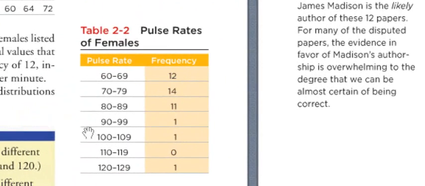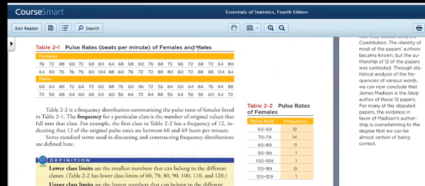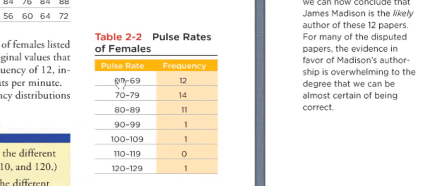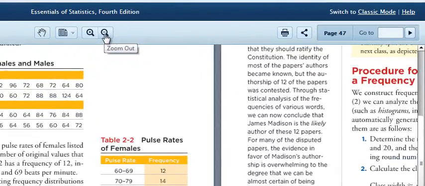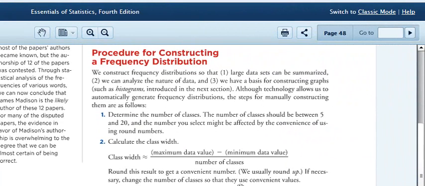So here is a frequency distribution, and it's just a way to organize data. Here they have the pulse rates of females and males, and they've made a frequency distribution of the pulse rate of females. So they've taken this data and organized it into a chart. Here you can see that these are the classes. The numbers to the left are the lower class limits, the numbers to the right are the upper class limits, and then these are the frequencies. So let's do an example of our own, and you can follow along using these directions right here.